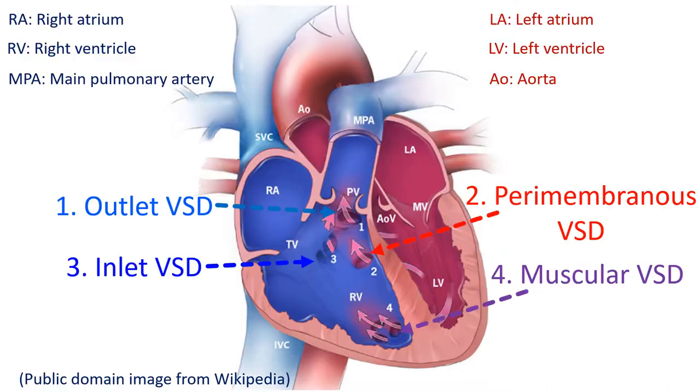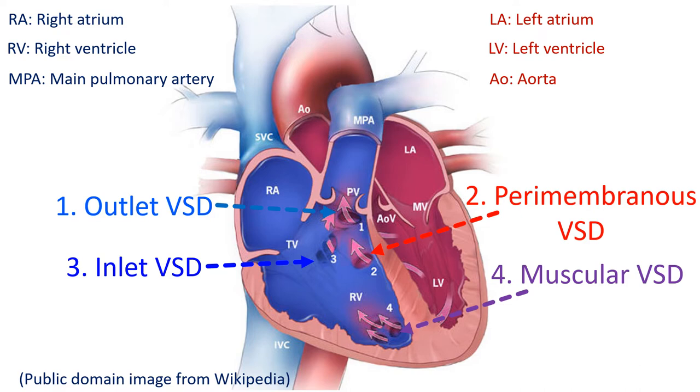Important locations of VSD are perimembranous, muscular, outlet and inlet. Outlet VSD is near the outlet of the ventricles, near the origin of the great arteries. The great artery arising from the right ventricle is the pulmonary artery, which takes blood to the lungs for oxygenation. Aorta is the great artery arising from the left ventricle, which carries oxygenated blood to the whole body.